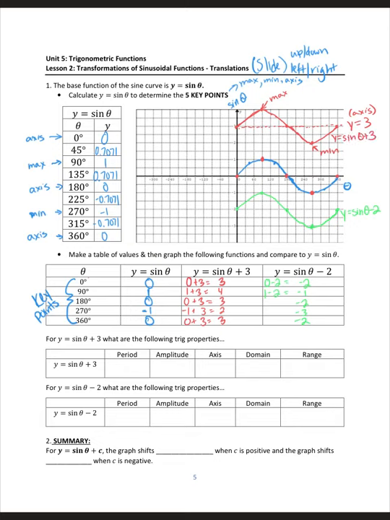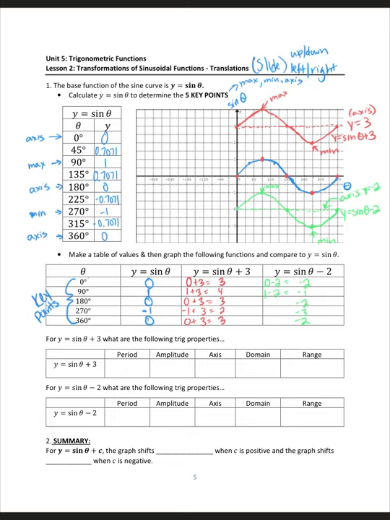Okay. So the one we just graphed, we can see now we have a maximum at negative 1. We have a minimum at negative 3. And again, if I wanted to, I could identify where my axis is. Okay, so our axis is at y equals negative 2. Okay, that's the axis of our curve.